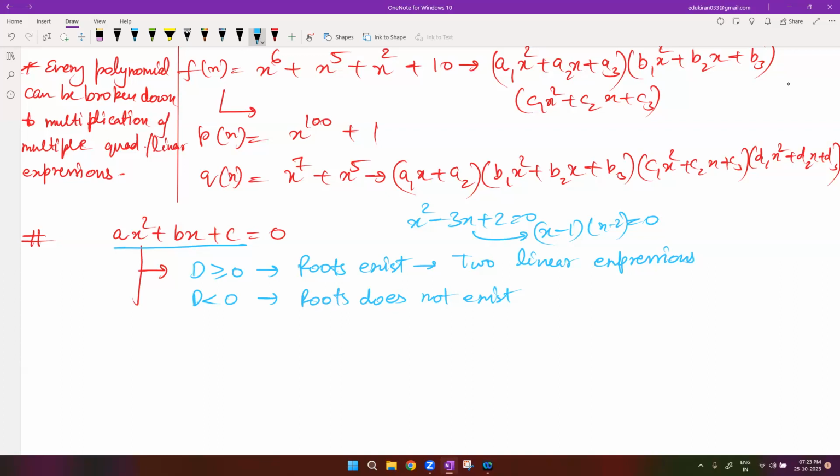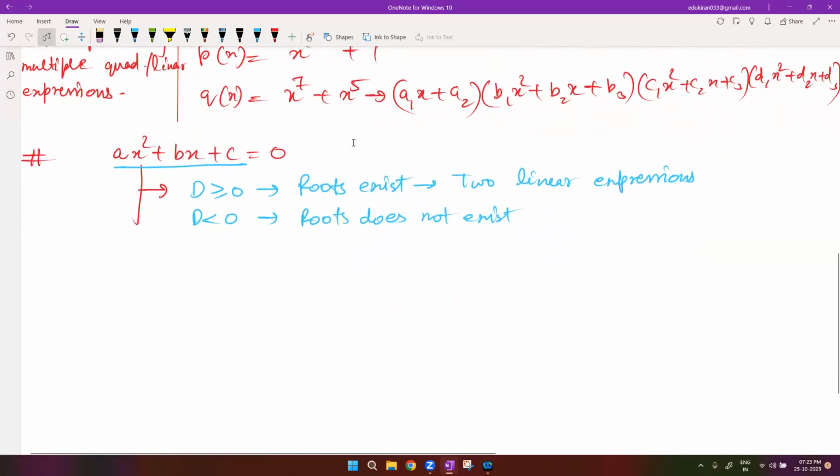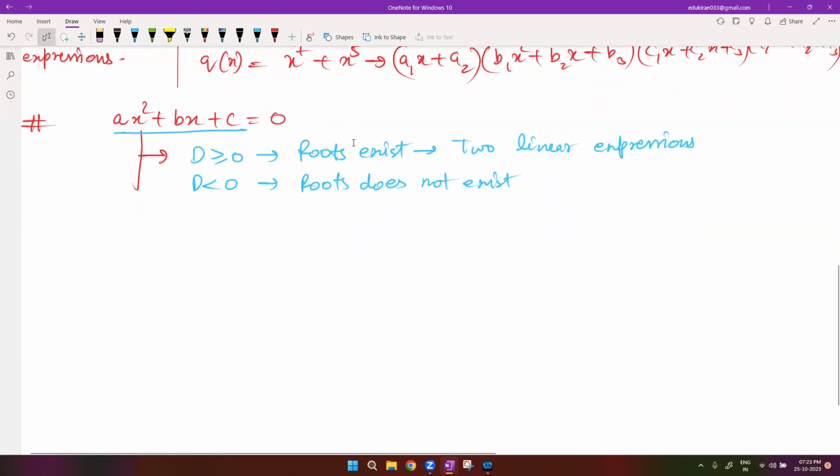Okay, chaliye ji, let's go ahead. These were the base things. This was the base that we need to cover before we reach partial fraction. Now let's understand what is partial fraction.